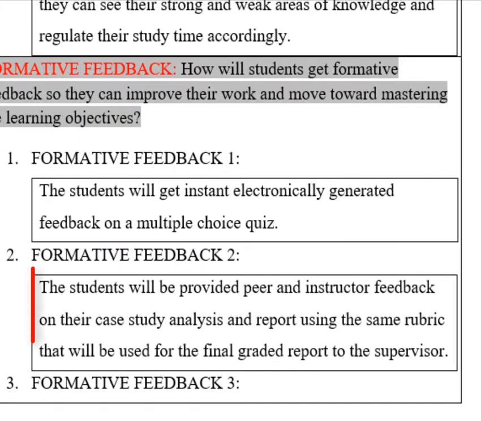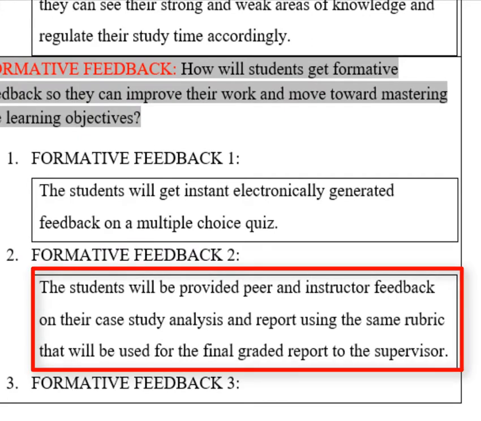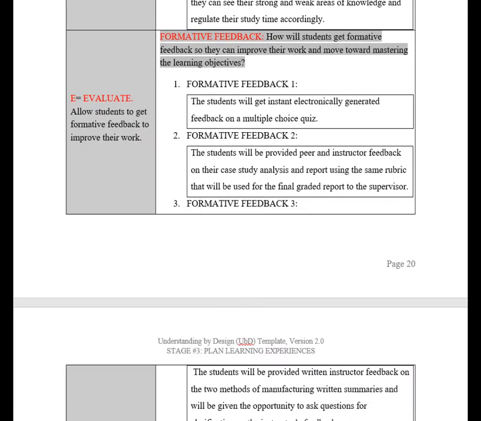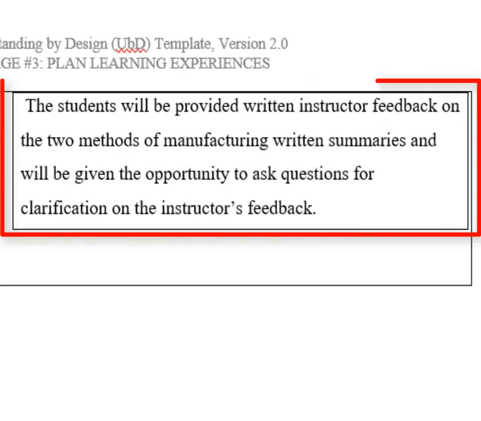And then there's formative feedback number 2. The students will be provided peer and instructor feedback on their case study analysis and report using the same rubric that will be used for the final graded report to the supervisor. We told them we were going to give them feedback. Now we're telling how we're giving feedback using a rubric. And number 3, the students will be provided written instructor feedback on the 2 methods of manufacturing written summaries and will be given the opportunity to ask questions for clarification on the instructor's feedback.